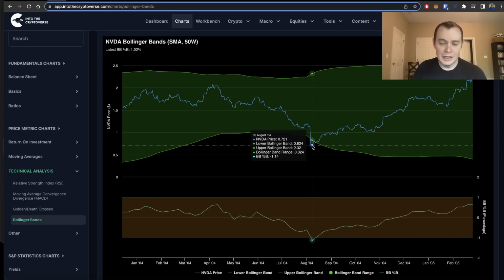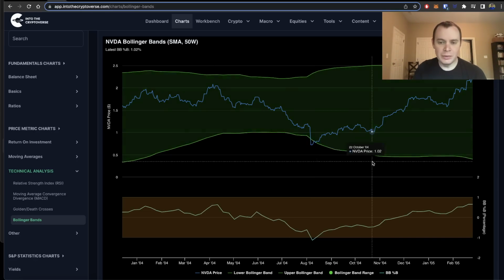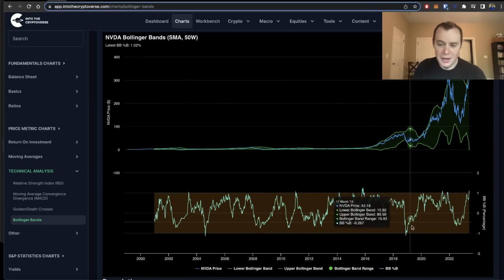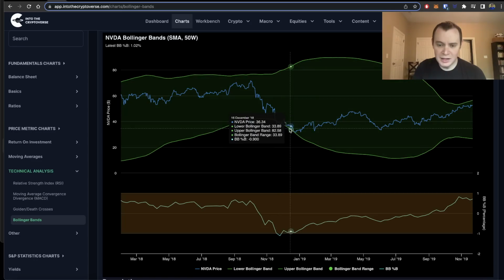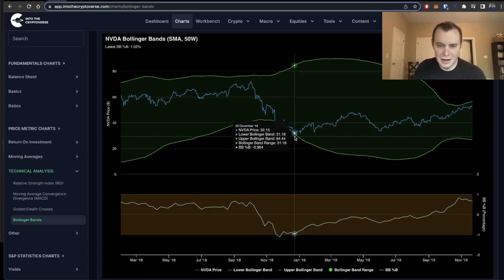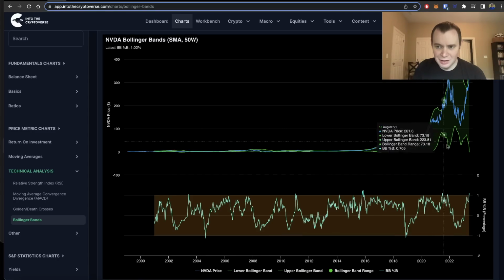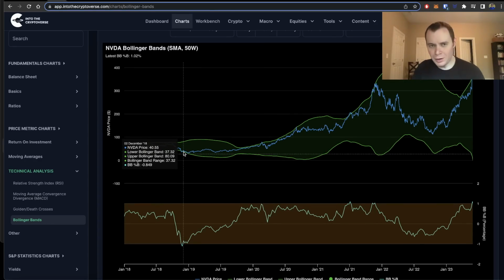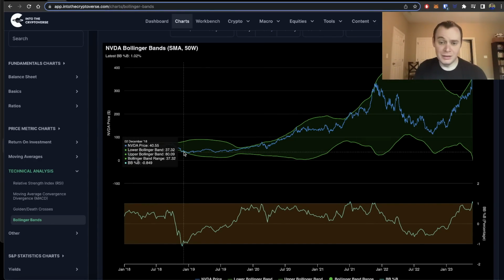Okay, so again, like in 2004, Nvidia went 3 standard deviations below its 50-week moving average, and that was ultimately a great price. And then if you look at 2018, you can see that it went 3 standard deviations below, at $35. In the short term, it bounced up and then came back down, all the way to around $32. But in the grand scheme of things, when you look at what ultimately happened, it didn't really matter. If you bought it at $35 or $32, it didn't really matter.